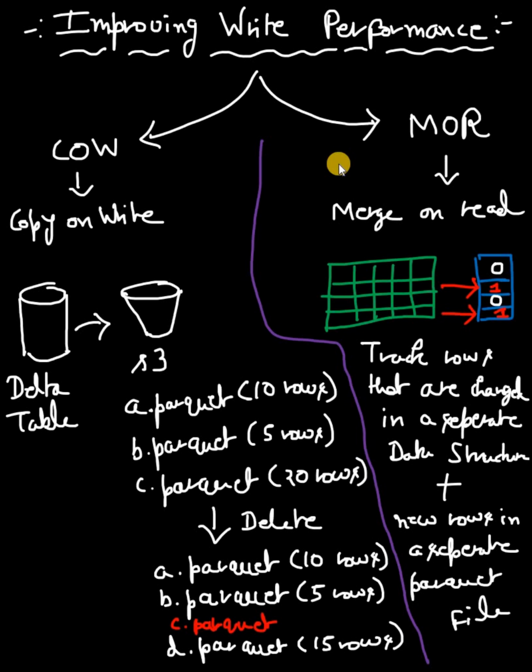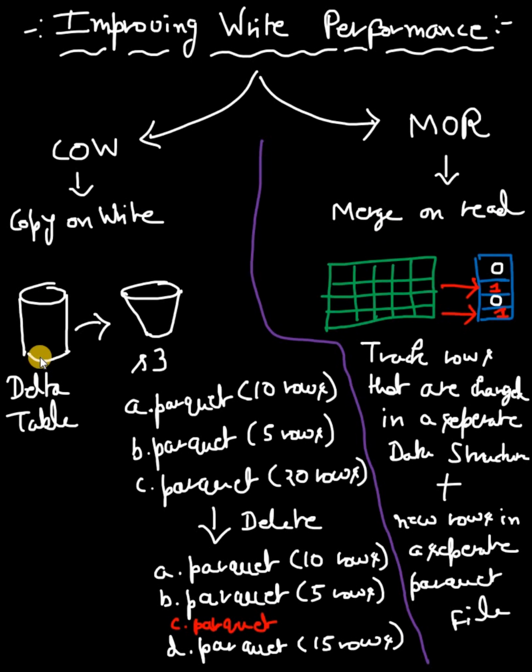Hello friends, so today in this short video tutorial we are going to explore how to improve write performance while working with lakehouse file formats. For example, it can be Apache Hudi, Iceberg or Delta table. For almost all of these file formats, there are two patterns to write the data. One is called COW, another one is MOR. COW stands for copy on write and MOR stands for merge on read.